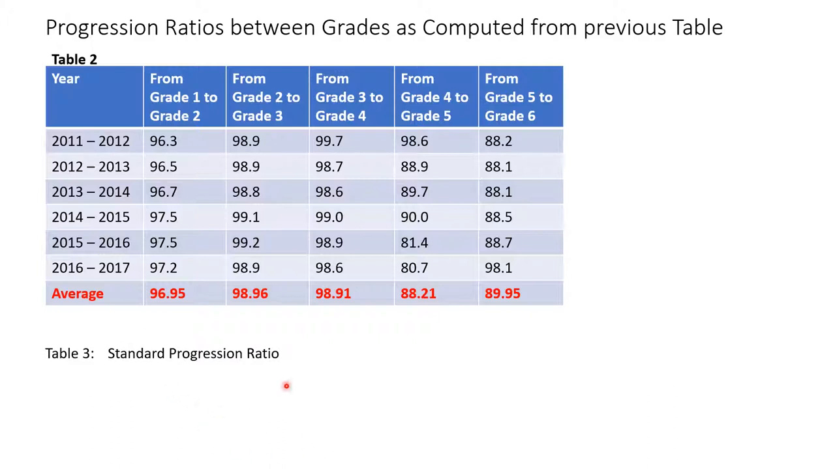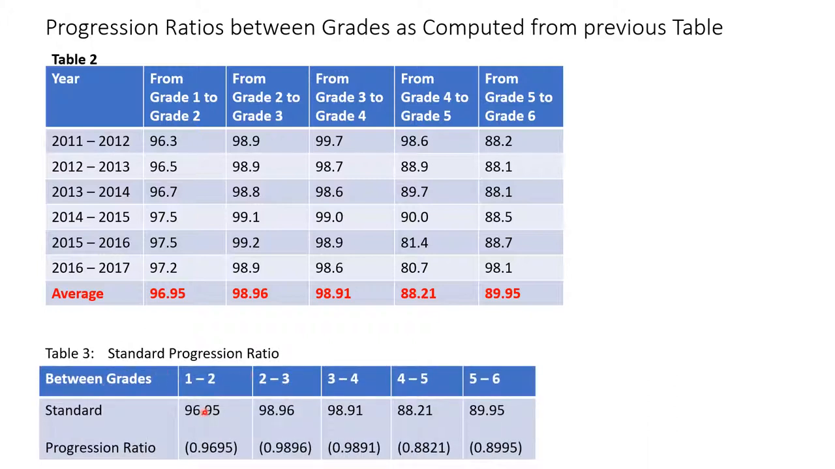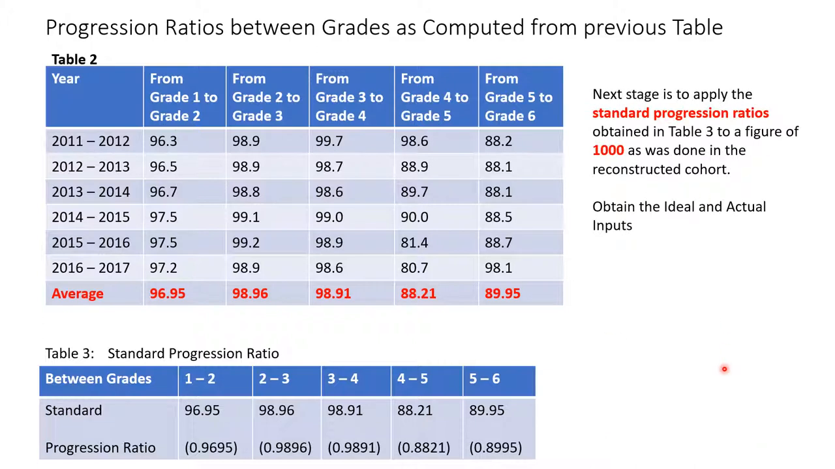Now, the table 3 will have standard progression rates. All these averages you have here, you now bring them here. That is where you have 96.95, 96.95, all these in red, you bring them down here. These are the rates that you get the ratios. To get the ratio, just divide by 100, it gives you the ratios that you have in here. Now, you come up here, the next stage for you is to apply it just like we did in the cohort analysis to a standard progression ratio. You take a figure of 1000 and apply it to obtain the idea.